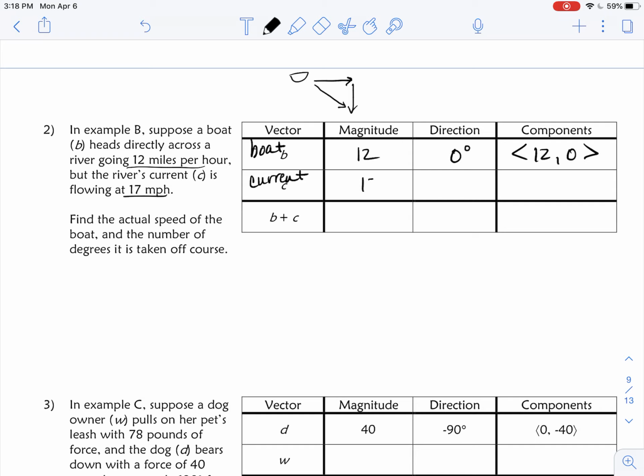So that is 12 in the horizontal direction, 0 in the vertical. And the current is flowing at 17 miles per hour, and that is flowing exactly south, so that's negative 90.